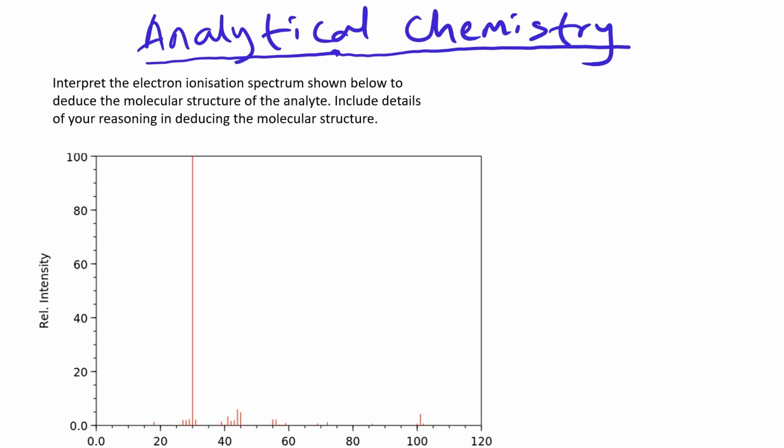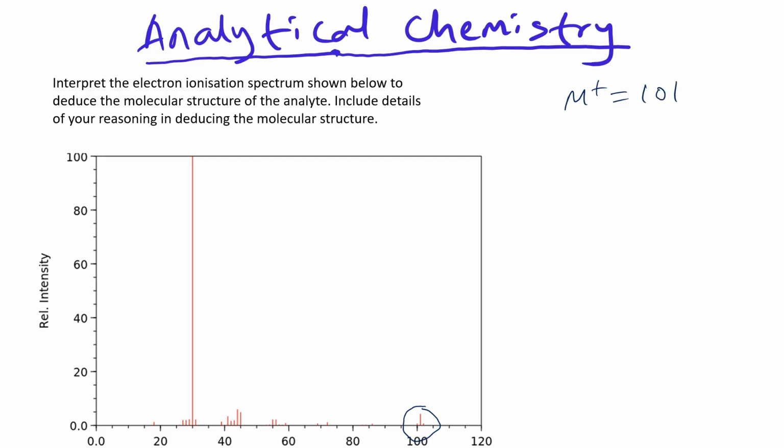Let's look at this question. We are to interpret the mass spectrum below and deduce the molecular structure of the analyte. While doing so, you have to include your mode of reasoning, or how you were able to come to the conclusion. The first thing to do is to look for the molecular ion in the spectrum, and our molecular ion here is 101. So we write M+ equals 101.